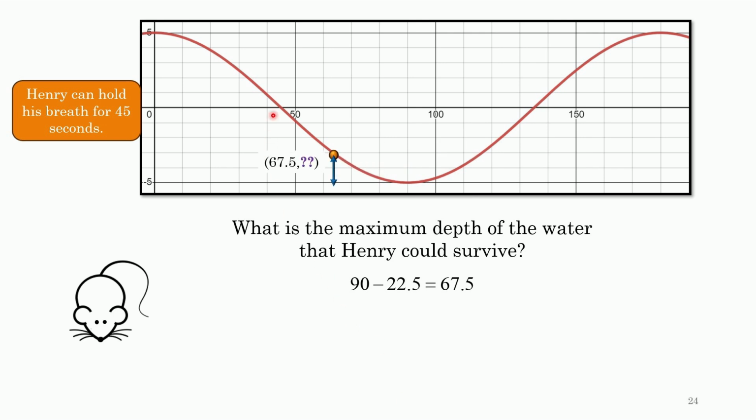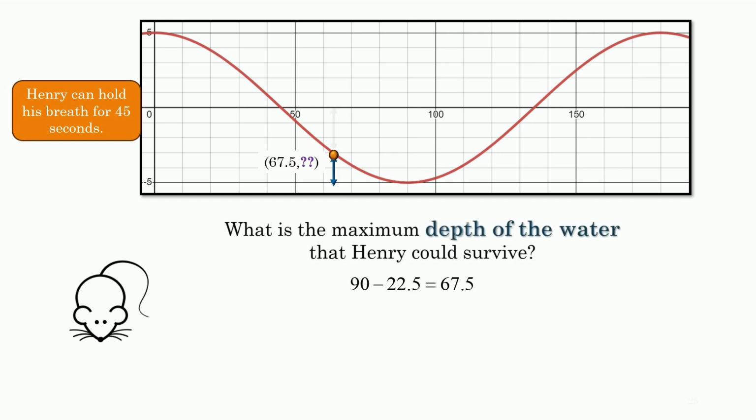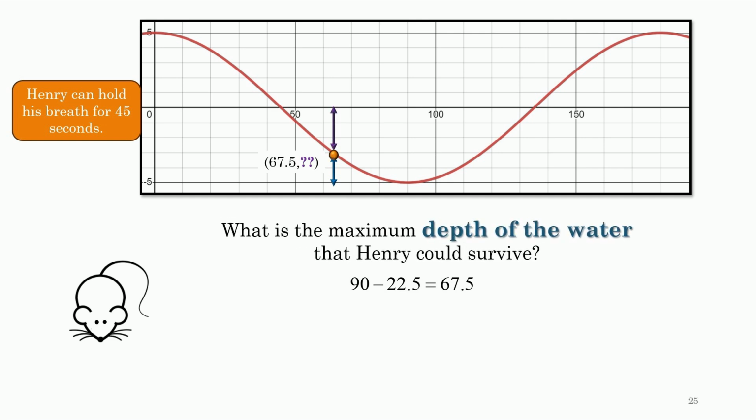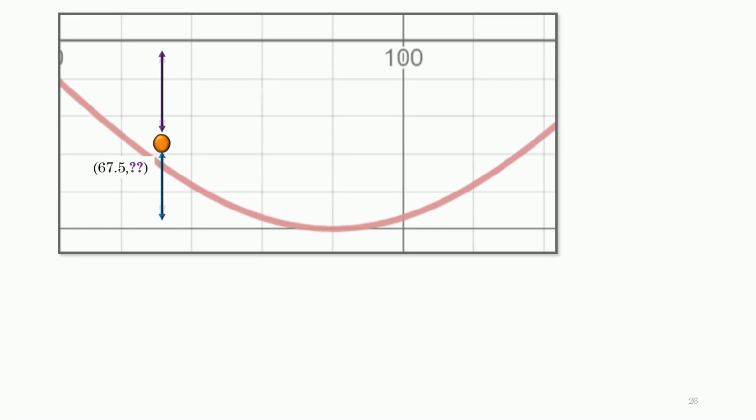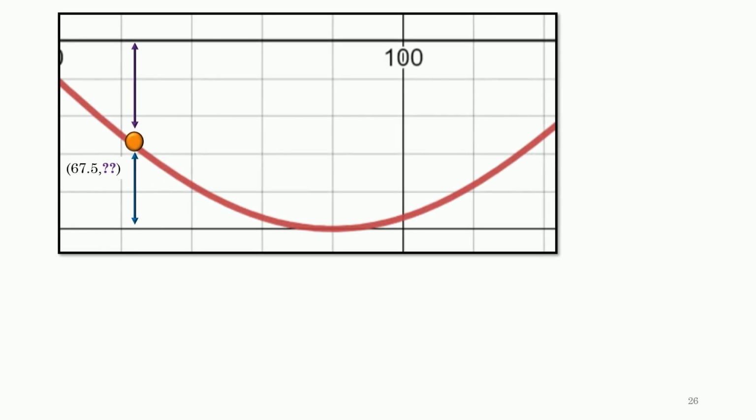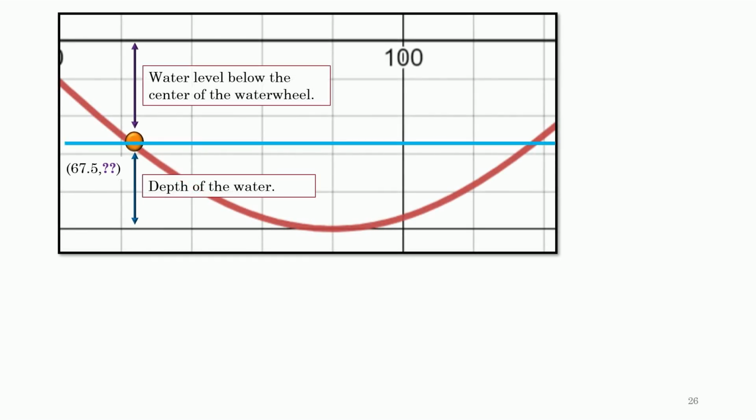Now, here's the part that's a little tricky. Yes, we need him to hit the water at 67.5 seconds, but the question is, how deep is the water? And our function doesn't tell us the depth of the water. The function tells us how far below the center of the wheel the water's surface is. So let's zoom in on this and take a look. We have the water level right there, and the function tells us the distance from the center of the wheel to the water surface, but we're curious, how deep is the water on the water wheel?